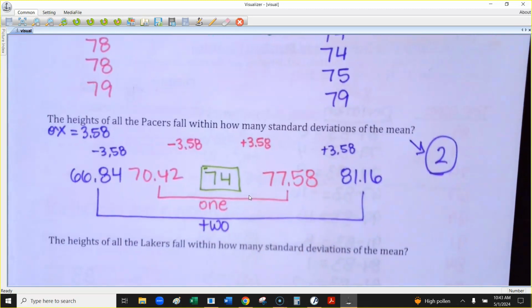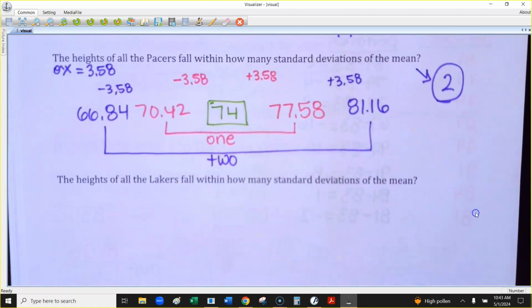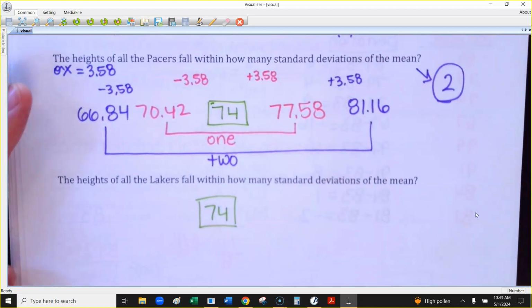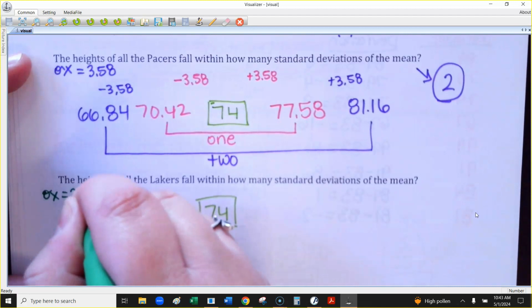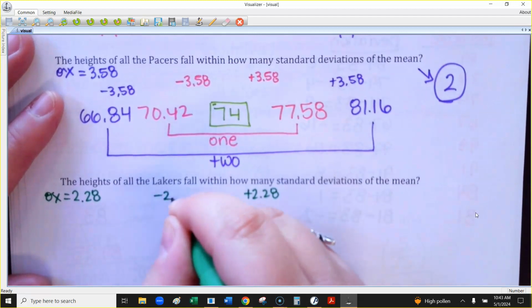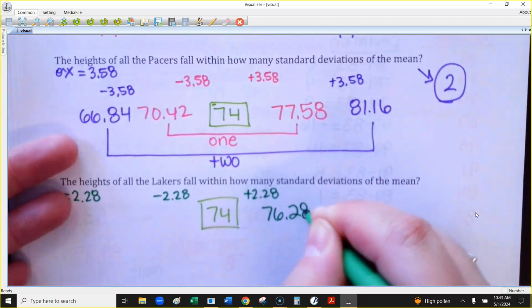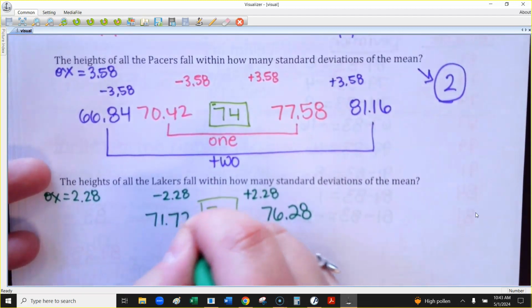Okay, now the Lakers had exactly the same maximum and minimum. So we're going to see how many standard deviations we have to go out for them to cover all the people's heights. So the average actually was the same for the Lakers. They were 74, but their standard deviation was 2.28. So I'm just going to kind of repeat that process. So I'm going to add 2.28 and I'm going to subtract 2.28. Those values will give me within one standard deviation of the mean. So this is going to be 76.28 and this is going to give me 71.72.